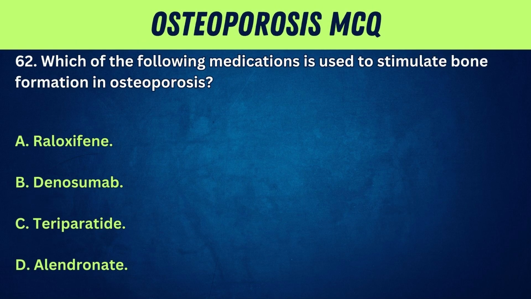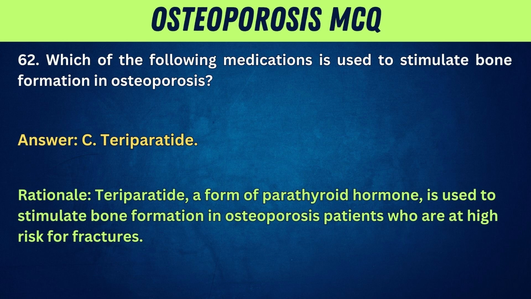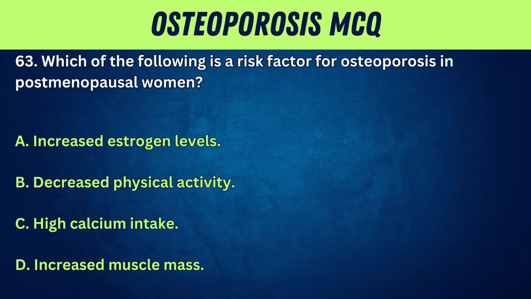62. Which of the following medications is used to stimulate bone formation in osteoporosis? A. Raloxifene. B. Denosumab. C. Teriparatide. D. Alendronate. Answer: C. Teriparatide. Rationale: teriparatide, a form of parathyroid hormone, is used to stimulate bone formation in osteoporosis patients who are at high risk for fractures.